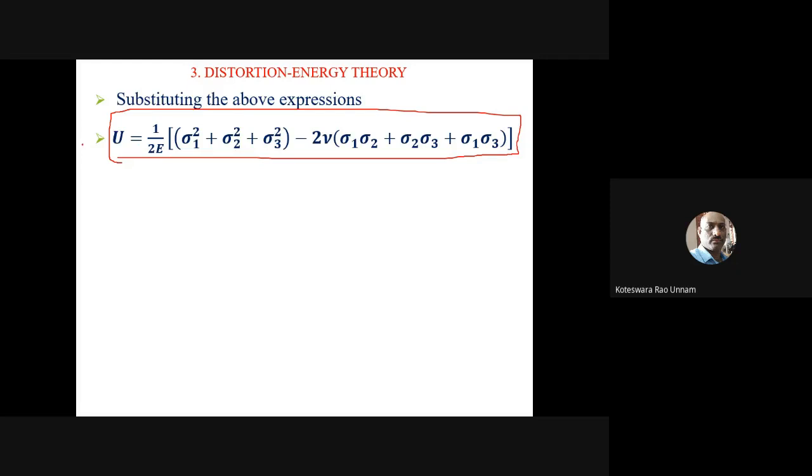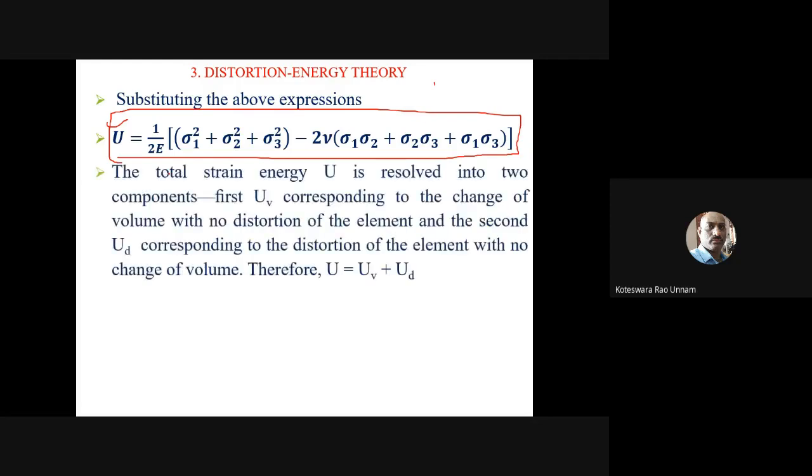But we don't want just this. We still require one more quantity, the strain energy because of volumetric change. If you subtract the strain energy due to volumetric change from the total strain energy, then only you will get the distortion energy. So for that we need to compute that also. That's what I have written here.